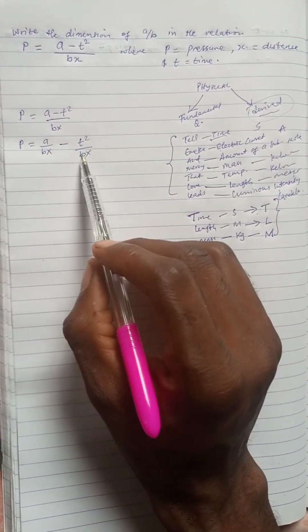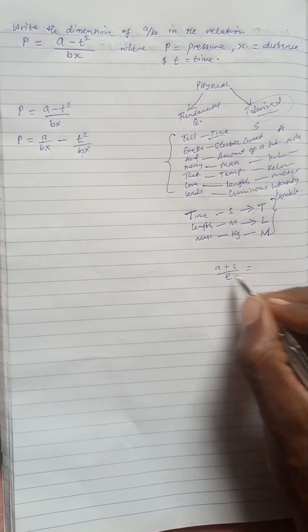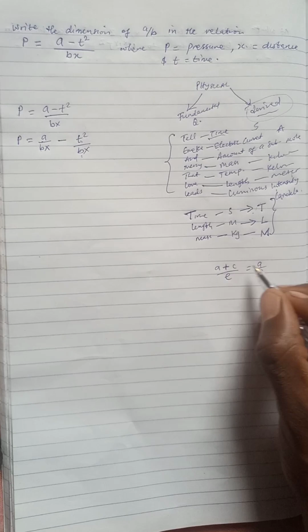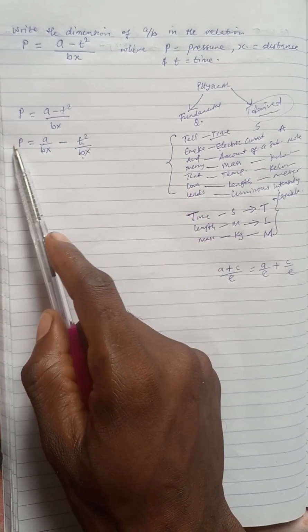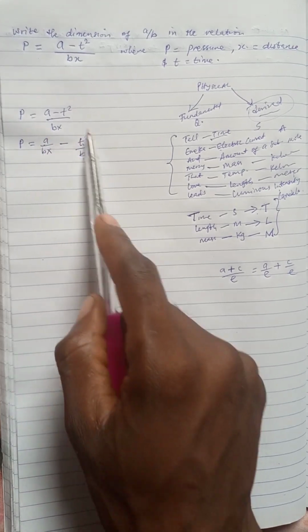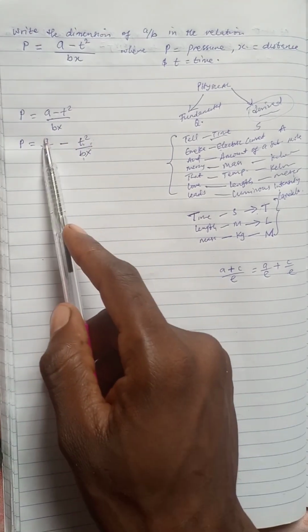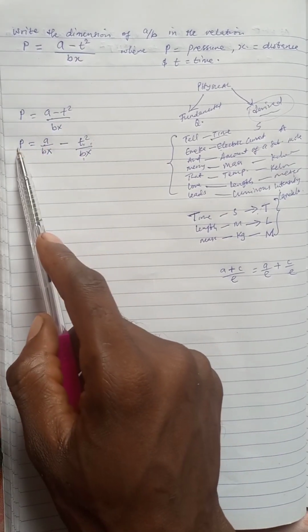Such that if I find the LCM, it will still give me BX. I can take the 2 apart. Like if I have A plus C over E, I can break it apart as A over E plus C over E. So I can break them apart. Now, if pressure is equal to this minus this, it means this will be the final pressure minus the initial pressure. So the SI unit of this is the same thing as the SI unit of this, and it's the same thing as the SI unit of this.